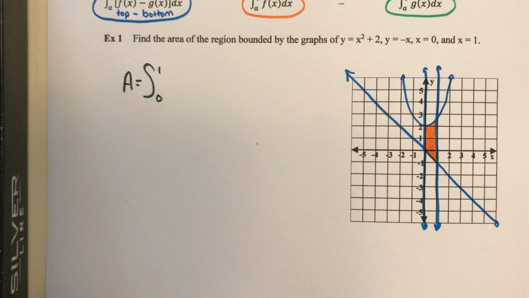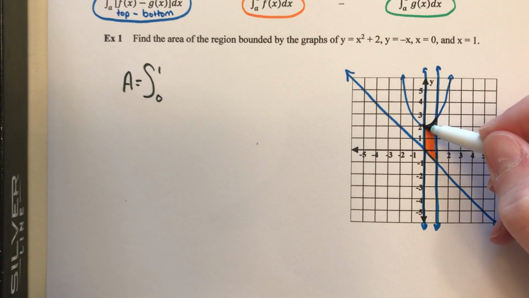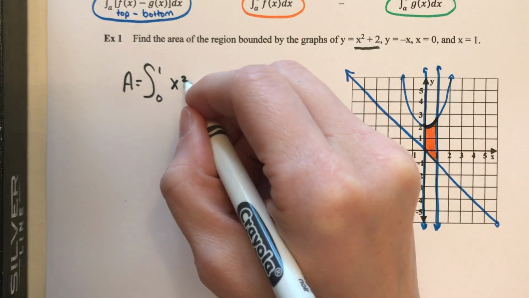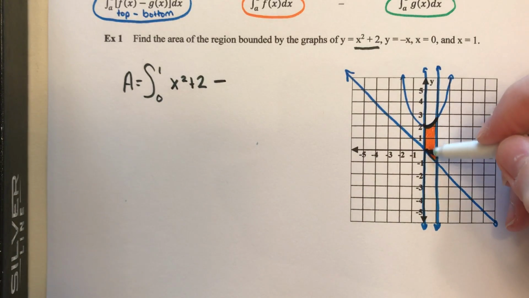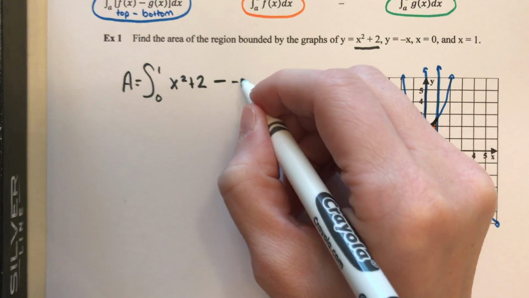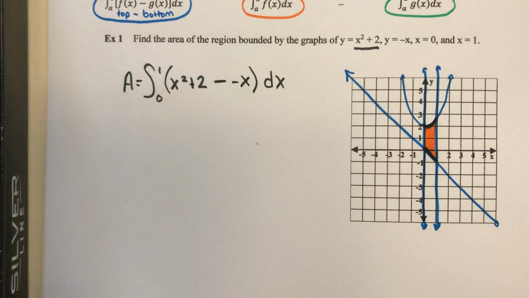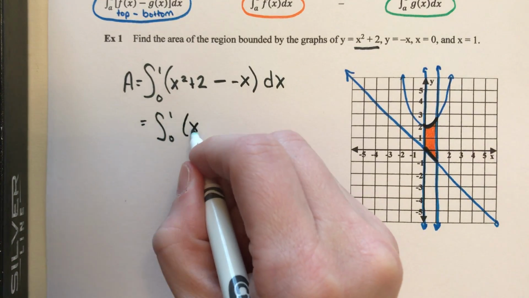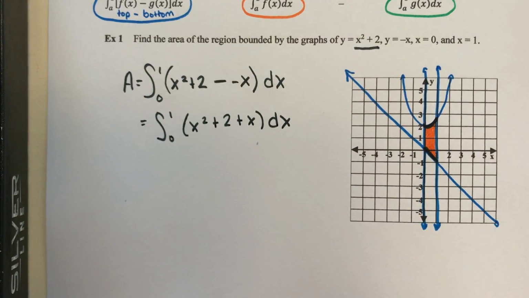And we're going to do top minus bottom. So if I look at the top part of this shaded region, the top part is bounded by my x squared plus 2, minus the bottom part of my shaded region, which is bounded by that line -x. So there's my setup. Now I'm going to clean this up a little bit. This is x squared plus 2 plus x dx.